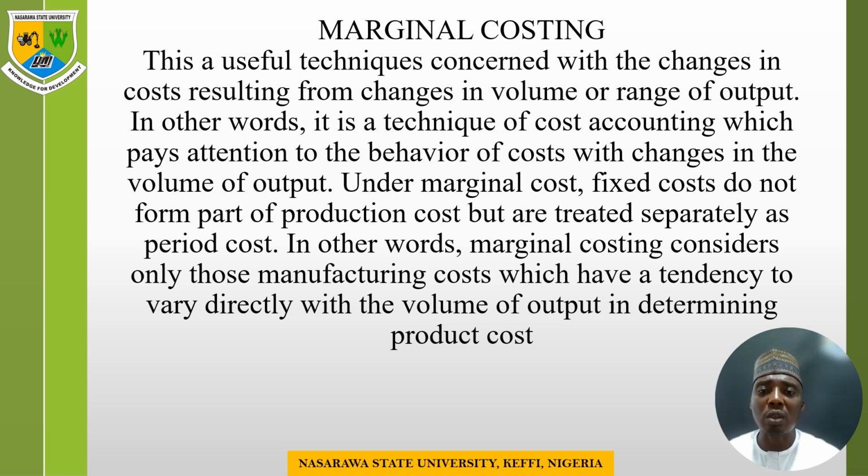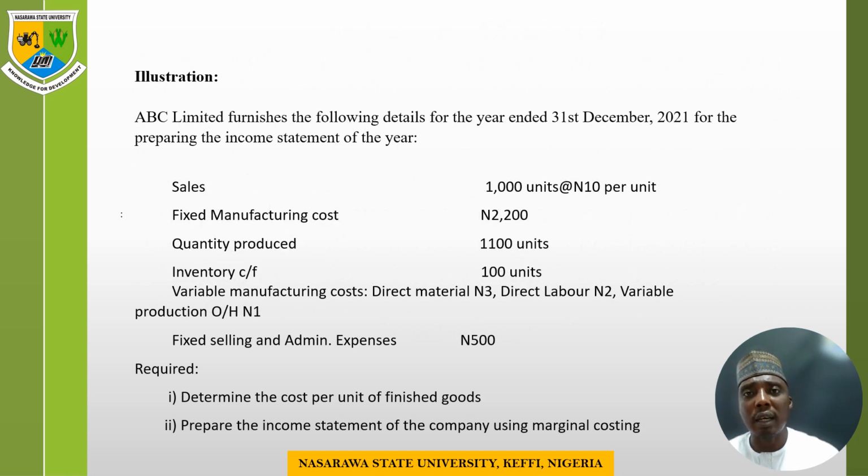So marginal cost is trying to take cognizance of this dynamic in the production process in order to determine what we call the production cost and ascertain the net production cost. Hence, we'll see this in the illustration. We have an illustration here that a company called ABC Limited provides the following details for the year ended 31st December 2021 for preparing the income statement. This is a question with regard to a particular company that's into production.